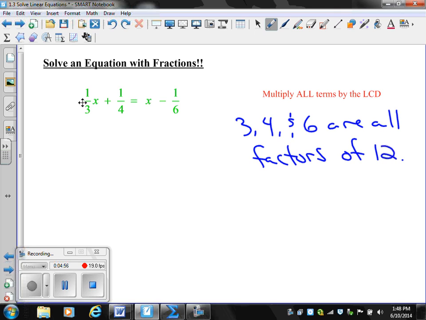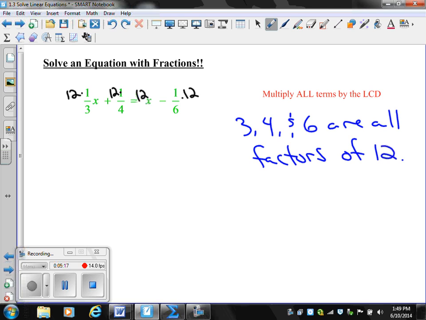So 12 times the 1/3 x, 12 times the 1/4, don't forget the 12 times the x there. That's an easy one to miss. And then 12 times that 1/6. Now, when I do this, the whole idea is to clear the fractions. So I'm not really going to leave this as 12 over 3 times x. I'm going to simplify right away.